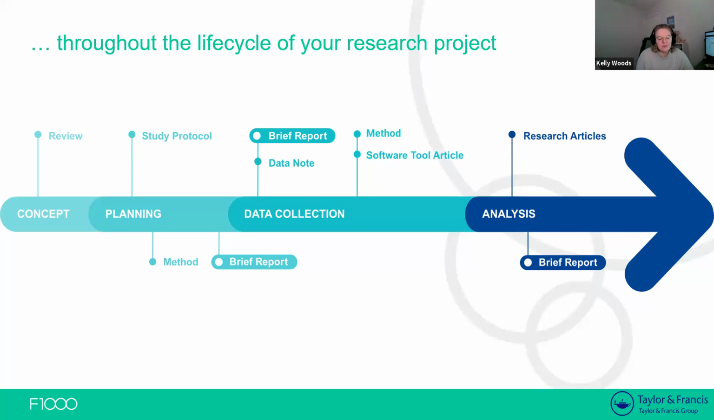So with the alternative article types that we offer, you can actually publish that as you go, receive feedback in the form of peer review and also just from the wider community reading the paper as you're still working on that final research article at the end of your project. So again, just trying to prevent the research wastage there.